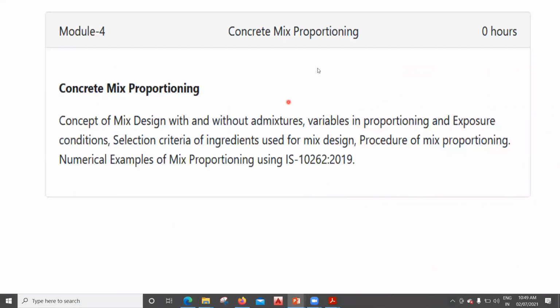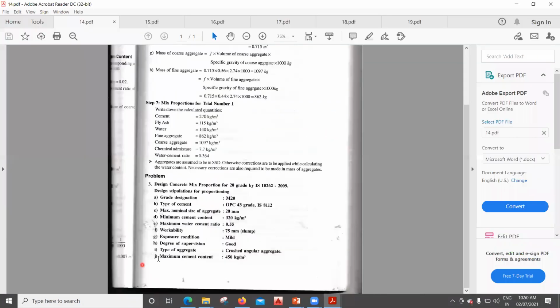Hello learners. In this lecture, we'll take another two problems and then we'll finish off this entire series of lectures. In the syllabus, they have mentioned the concept of mix design with and without admixture. So far, we had solved two numericals with the help of admixture. Now we'll try to solve another two numericals without the help of admixtures. Everything remains the same, only we'll not add the admixture here.